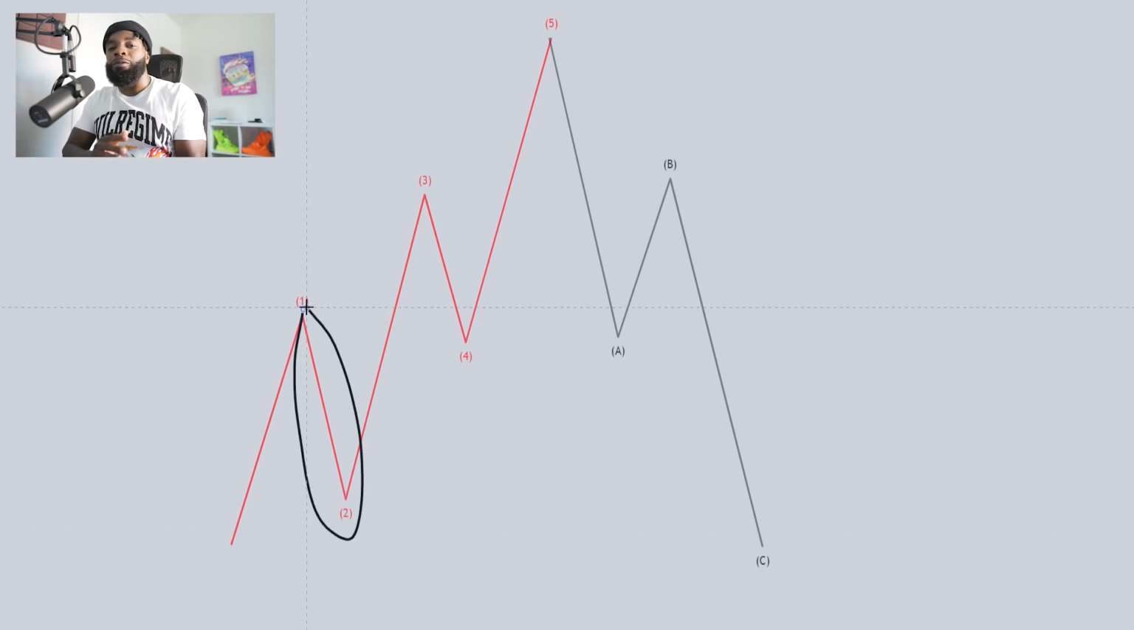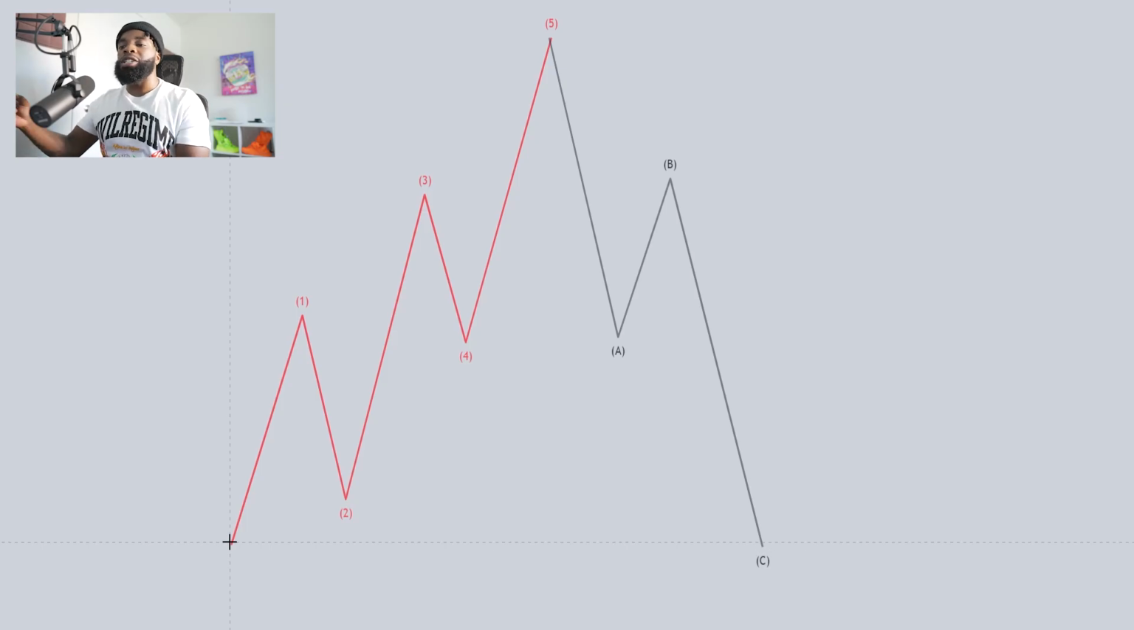Once we have wave 1 and wave 2, this is what I always tell people. If you do not know how to use this extension tool, you can use the Fib retracement tool as well. But I'm going to go over the extension tool first. You have to draw your extension with 3 points. What I mean by that is you have to do it from the A to the B and back down to the A.